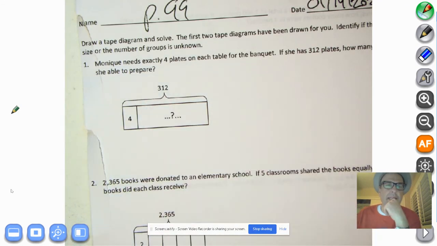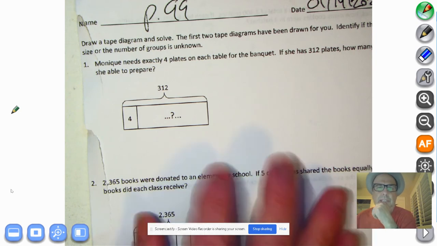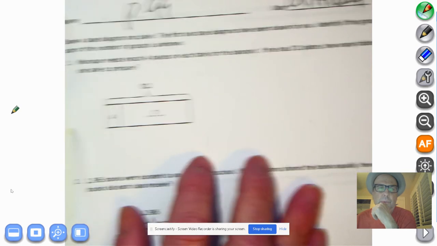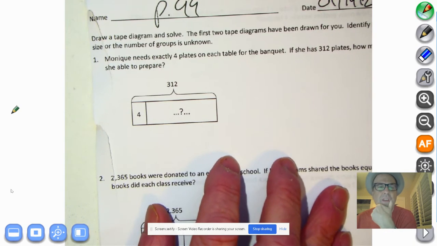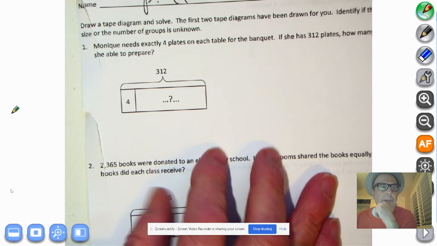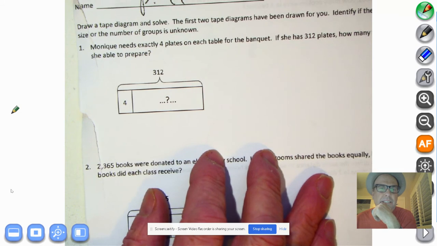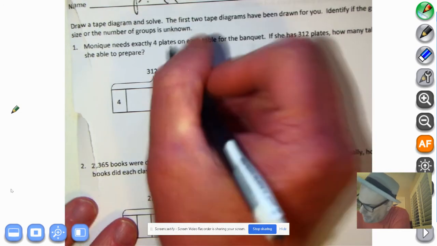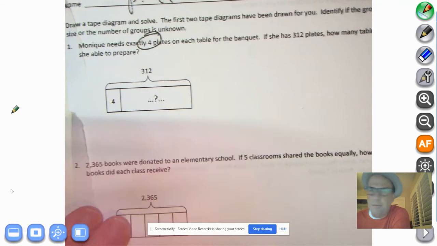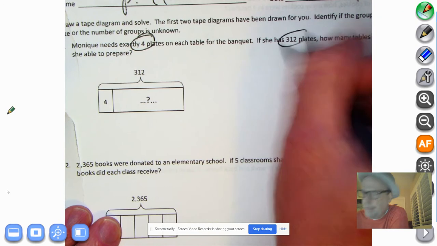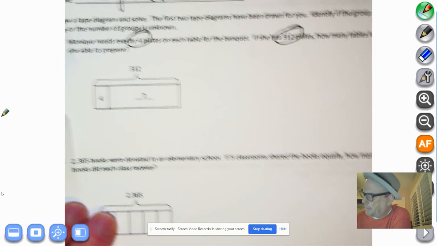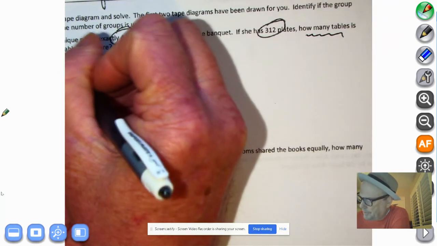Read our first one. Draw a tape diagram and solve. The first two tape diagrams have been drawn for you. How nice. Identify if the group size or the number of groups is unknown. Okay, so let's figure this out. You can read the first one. Monique needs exactly 4 plates on each table for the banquet. So she's in charge of a banquet. I'm going to circle that number 4. That's going to come into play. If she has 312 plates, I'll circle that. How many tables is she able to prepare? That's what we need to know.